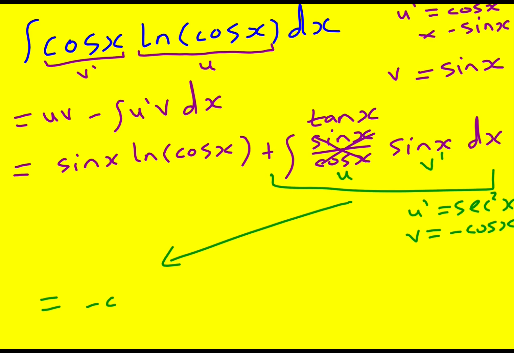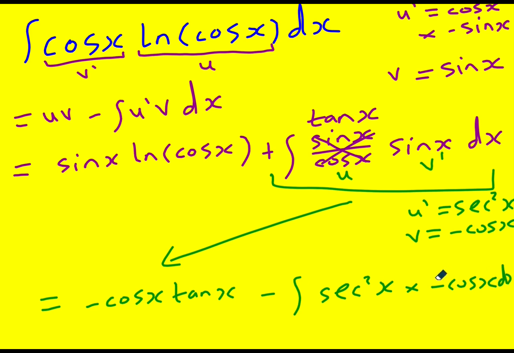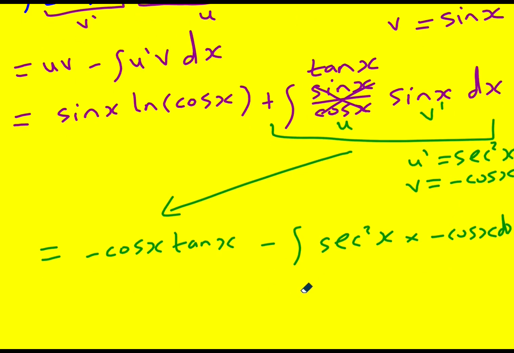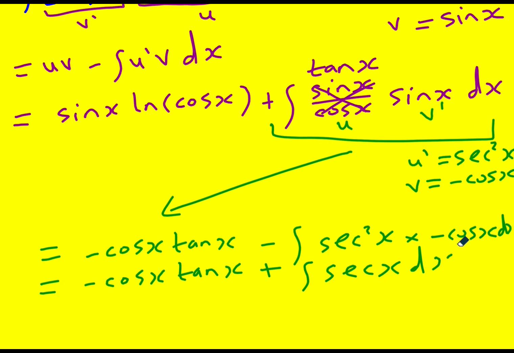So uv will be minus cos x tan x, and then I'll need sec squared x times minus cos x. And I've just realized that I should have put a negative in there, minus the integral of u dash v, but in fact, I've got a double negative, so these are going to cancel out. And what I also have is a sec x and a cos x, so they're going to cancel out, and I'll just be left with the integral of sec x dx.